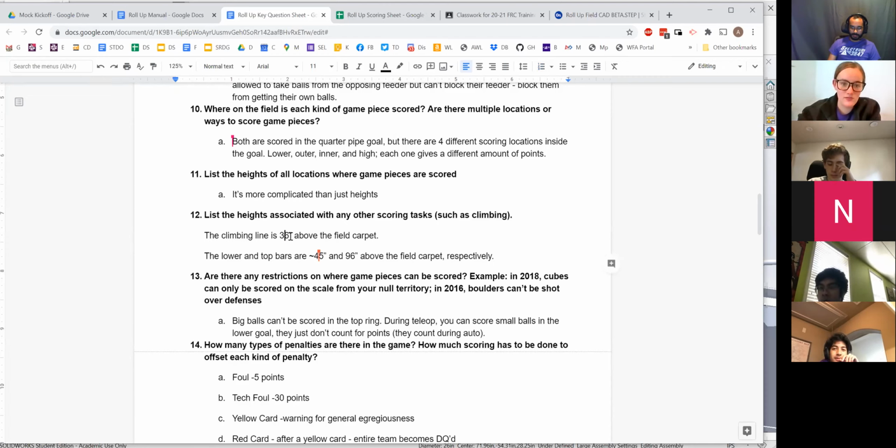The climbing line is 36 inches from the field carpet. The lower bar is approximately 45. It ended up being a little off when we CADed it. It was at some point supposed to be 48, but there was a reason it couldn't be there, so it ends up being about 45. And then 96 is the center of the bar from the field carpet to the top bar, so it's a full 8 feet.